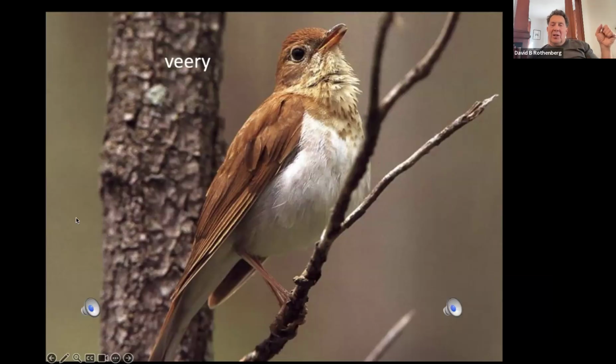This sound means a lot to veeries. If you're measuring what's going on in their brains, sections will light up only when they hear this. For humans, it kind of goes by really fast. If you slow it down, however, it becomes this.